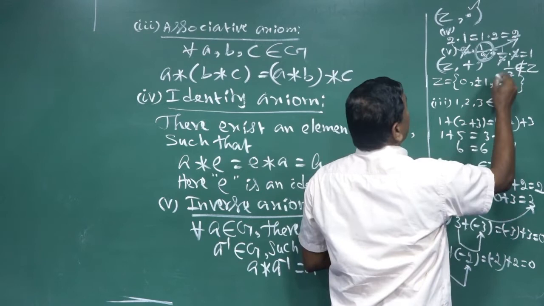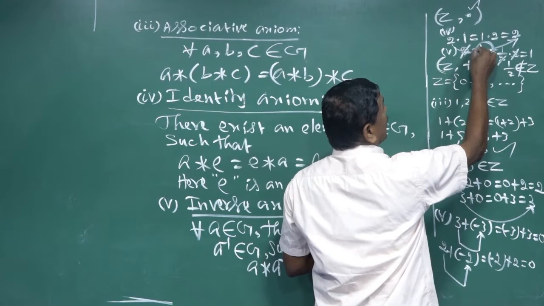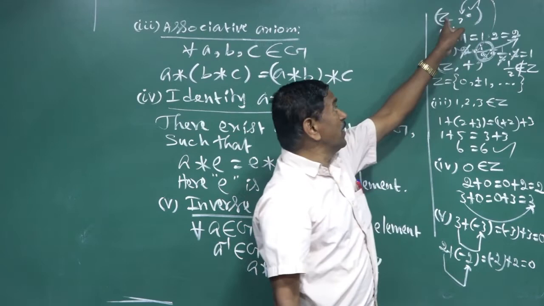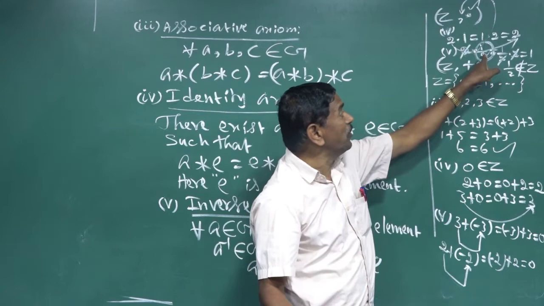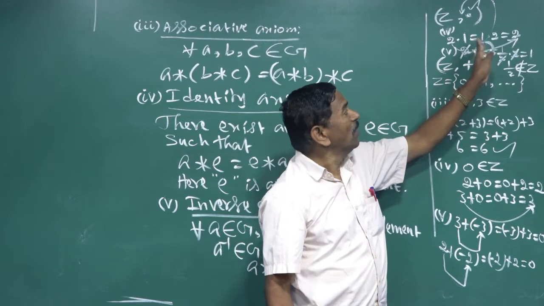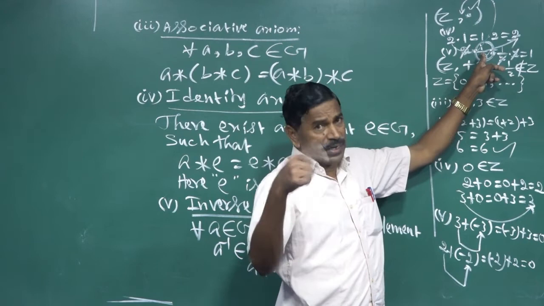Therefore, multiplication does not satisfy the inverse axiom. Multiplication satisfies the closure axiom, the commutative axiom, and the associative axiom. But multiplication does not satisfy the inverse axiom because 1 by 2 does not belong to Z. So that is the idea. And this 1 by 2 belongs to the set of all real numbers. Suppose here the set is real numbers, then it is correct. Like that you want to verify.